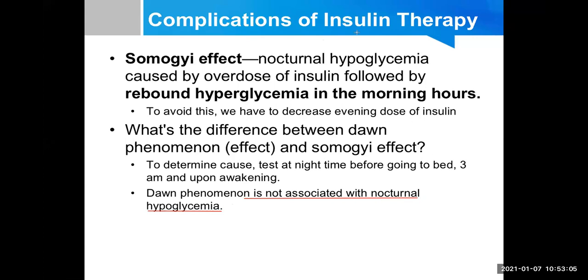This is one answer. And another one: to determine the cause, we have to test the blood sugar level at different times. Test at night before going to bed, test at 3 a.m., and upon awakening. Especially at around 3 a.m. or even before that, if hypoglycemia is detected, then probably this is Somogyi effect. If hypoglycemia is not detected, it is Dawn phenomenon.